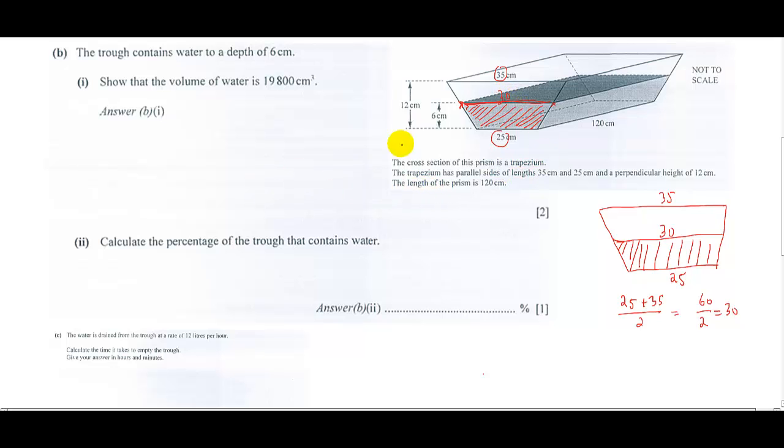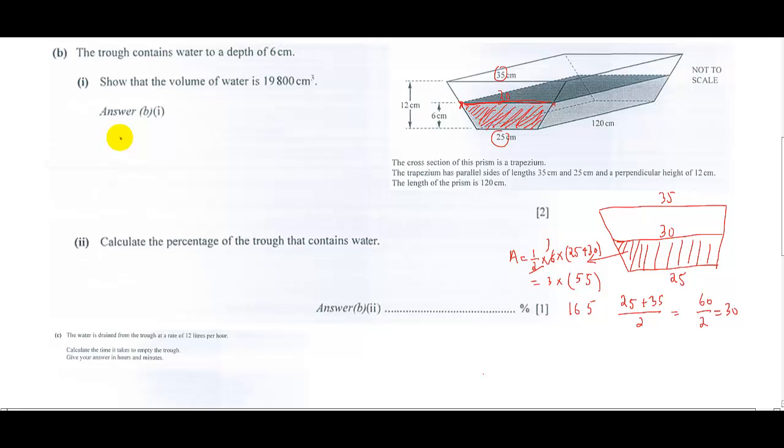Okay student, so this is the important point. So the area of this trapezium, the area of this water, is half, the height is 6 and sum of the parallel sides, which is 25 plus 30. So it is 3 into 55, 165. So the area is 165.